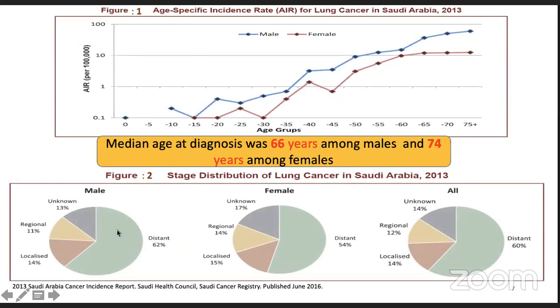This graph shows the stage distribution of lung cancer in Saudi Arabia. Unfortunately, the majority of the patients are with distant metastasis, so they are with metastatic disease. This means we cannot cure those patients, because as we will discuss later, in patients with metastatic disease our goal of treatment will not be curing the patient. So unfortunately, the majority of the patients have metastatic disease.